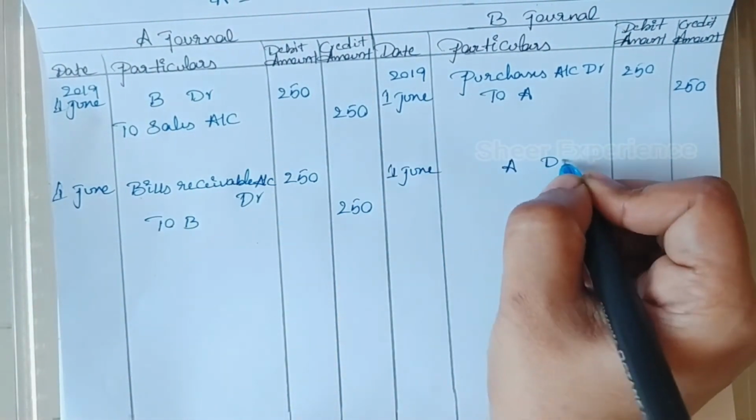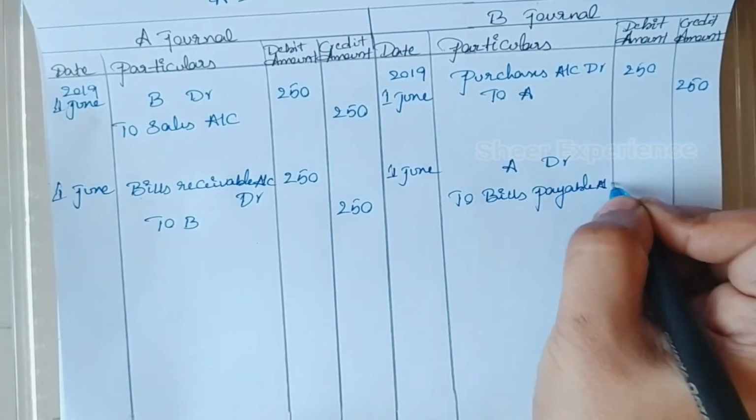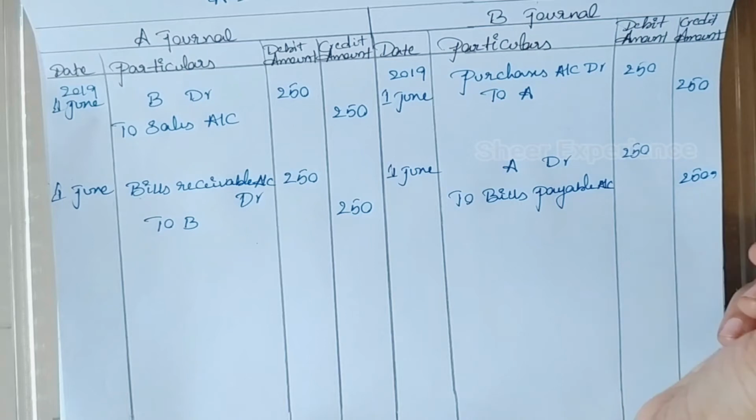In B's book, the entry is A debtor to bills payable account. We know that bills payable is a liability. Whenever liability increases, we credit it. And A is our creditor. Here liability is decreasing, so we debit it.